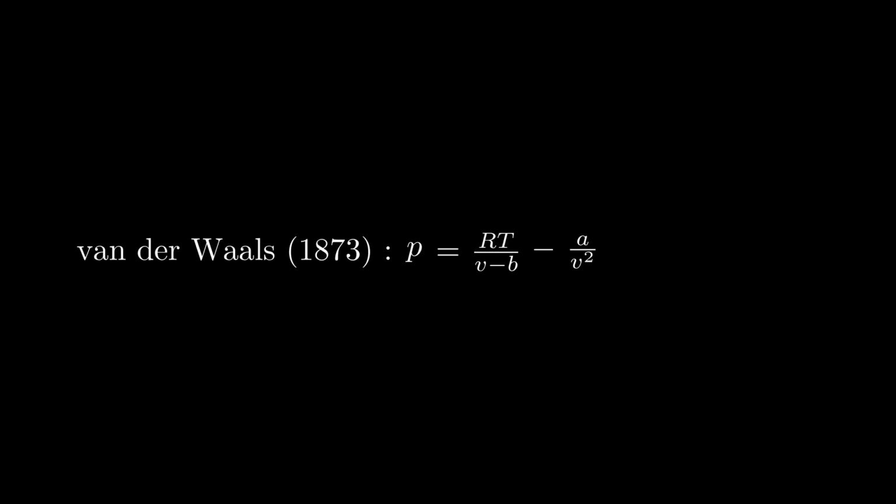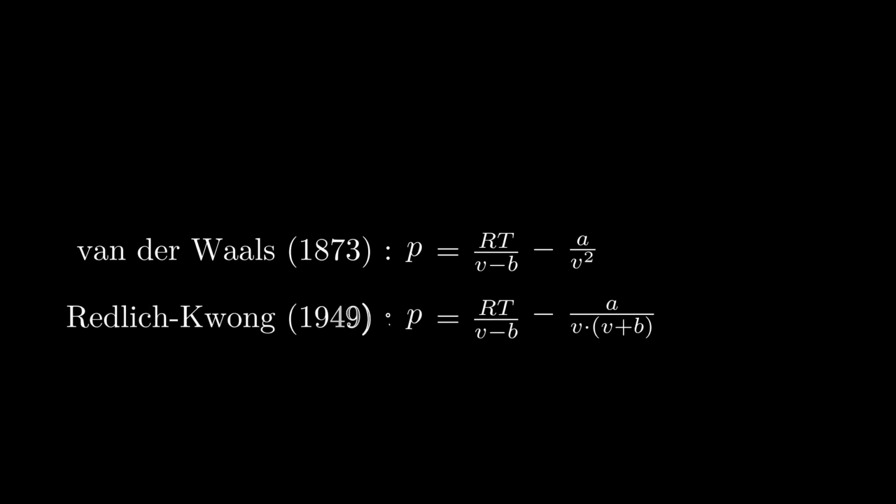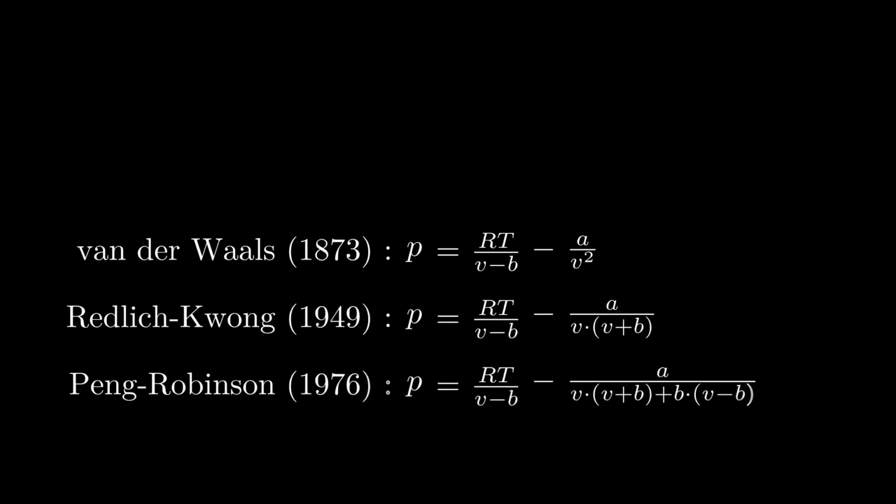More recent cubic equations of state have also been developed. One example is the Redlich-Kwong equation of state. Another is the Peng-Robinson equation of state. And we can generalize the cubic equation of state in the following way. Note here that the d term in the denominator has to be a quadratic polynomial.